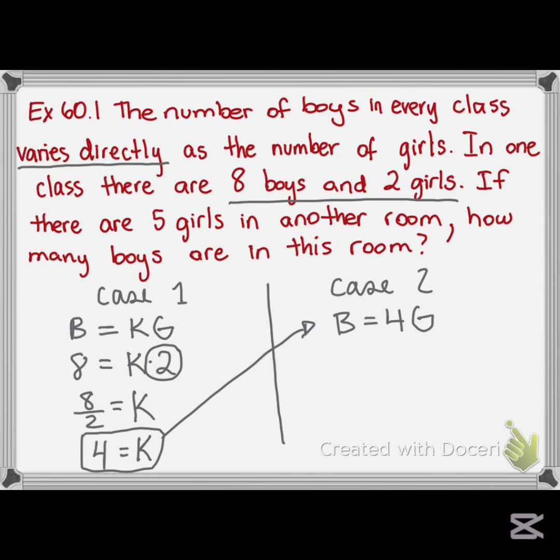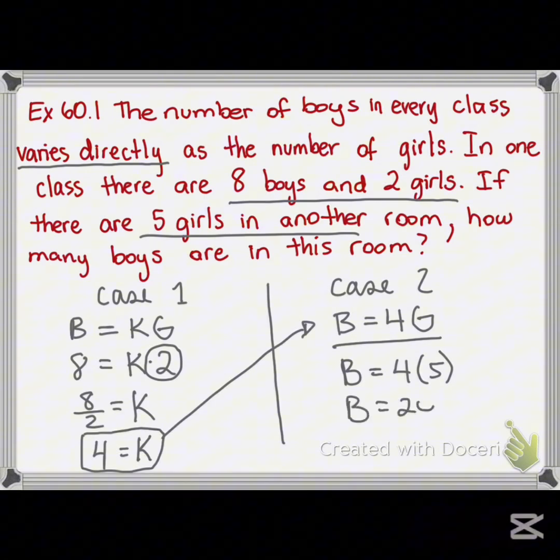Notice what's happening. It's saying that the number of boys is 4 times the number of girls. Okay, now we're going to substitute the information of the second classroom. And in this case, we only know girls. So boys equals 4 times 5 girls. And the amount of boys then in that classroom is 20.